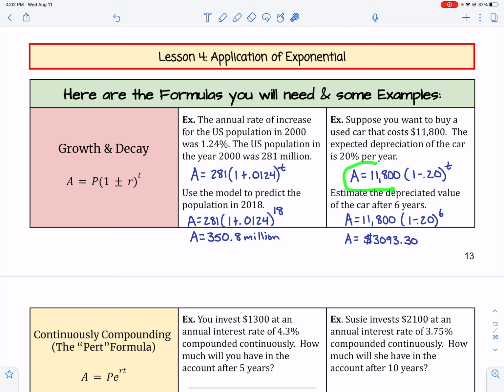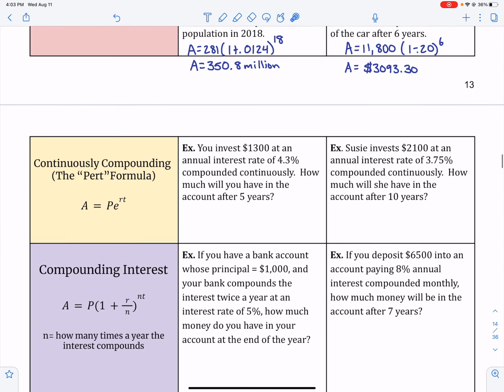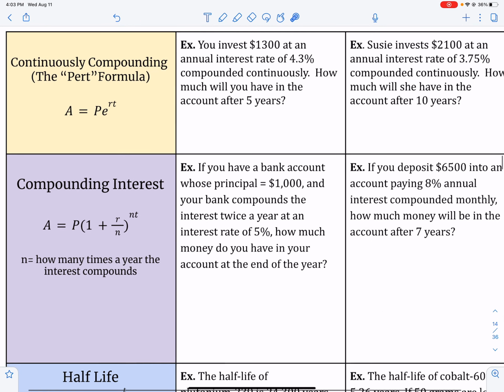Then you're writing a model. So always leave room for your input, which is time, and your output, which would have been the final amount the car would be worth. And then it said, estimate the depreciated value of the car after 6 years. So I just plugged in time was 6. And I got $3,093.30.